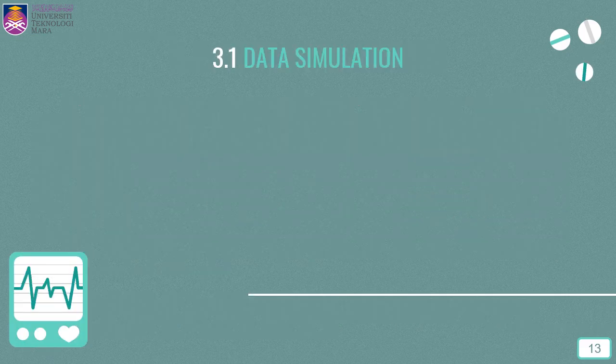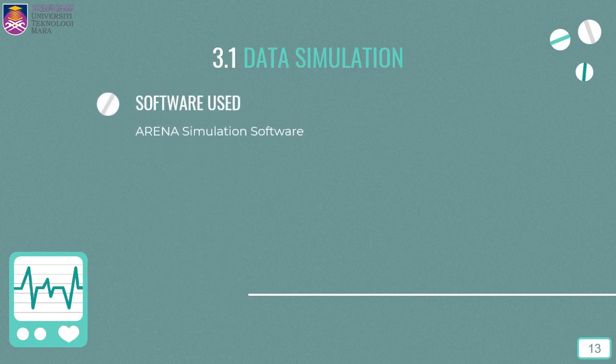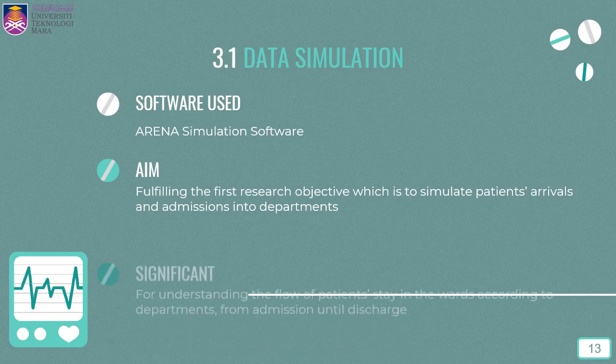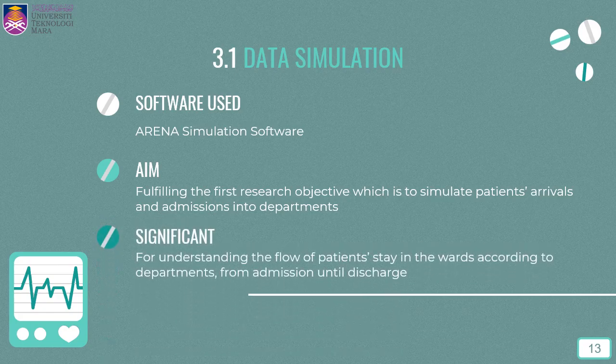For the first stage in the 3-stage framework, which is data simulation, the software used is Arena Simulation software. It aims to fulfill the first research objective, which is to simulate patients' arrivals and admissions into departments. The significance of each is for understanding the flow of patient stay in the wards according to the departments from admission until discharge.